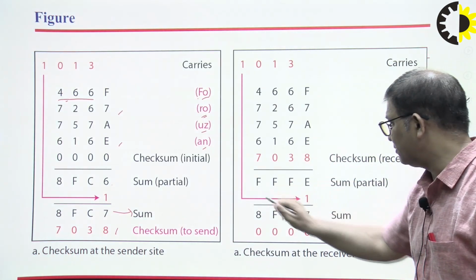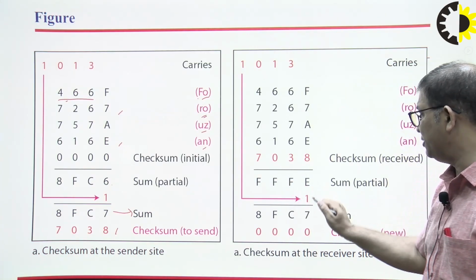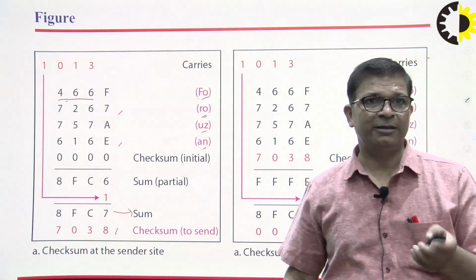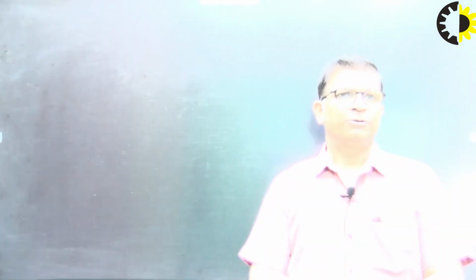So what will you receive? You receive FFFE plus 1, which is FFFF. Okay. So this is the checksum method. You can apply everything. So that's enough for this.